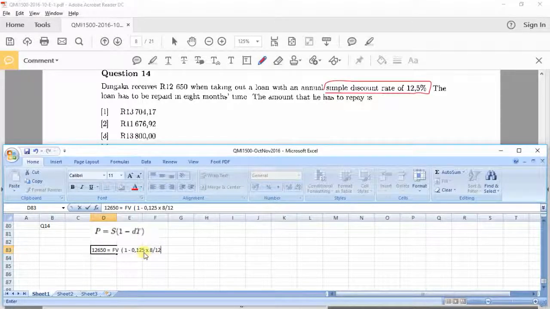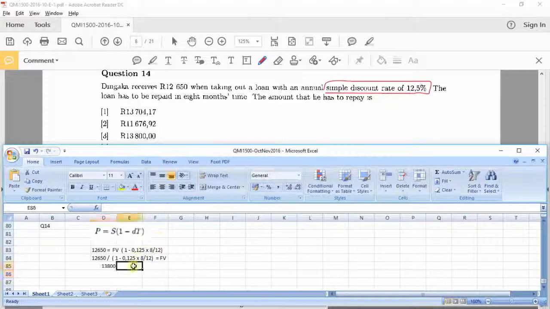Close brackets. So all I need to do is take that to this side. If it's times on the right, it'll be divide on the left. So this is what I'm going to have to work out on the calculator. Right, so he's going to pay 13,800, option 3.